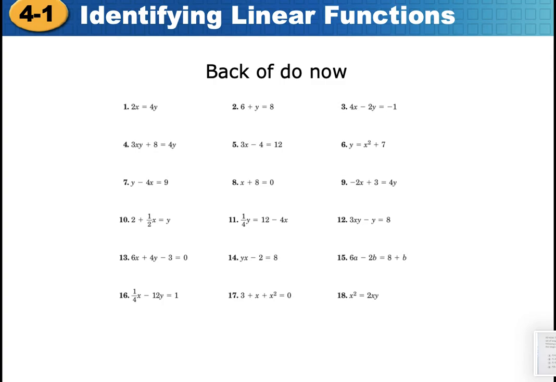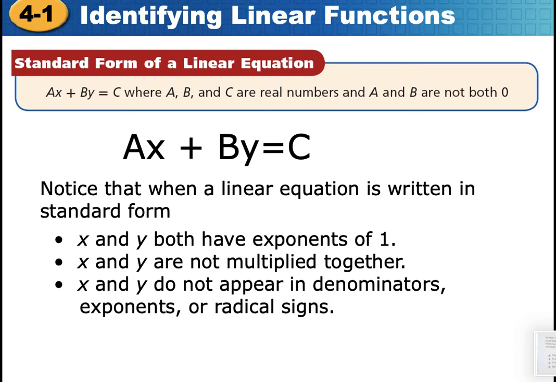All right, so flip over to the back of the do now, and by yourself or with your neighbor, I want you to take a moment. Try to figure out which ones are linear functions based on these three rules. So x and y both have to have an exponent of 1. X and y can't be multiplied together. And x and y do not appear in denominators, exponents, or radical signs. Okay?